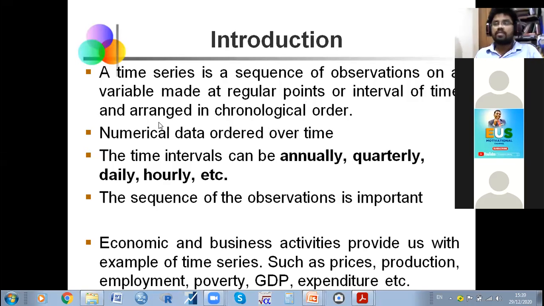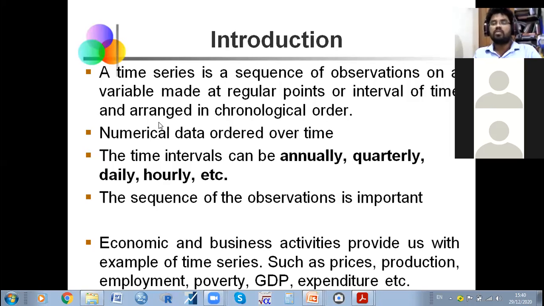For example, if you are running an industry and producing some commodities, how much is the production on day one, how much on the second day, and the third day? If I collect information day by day, that is called a time series.